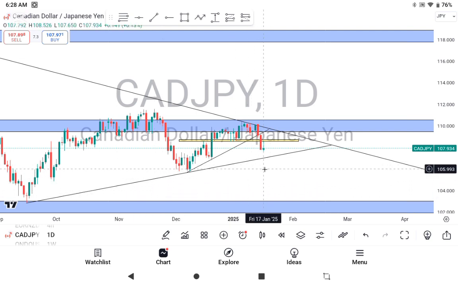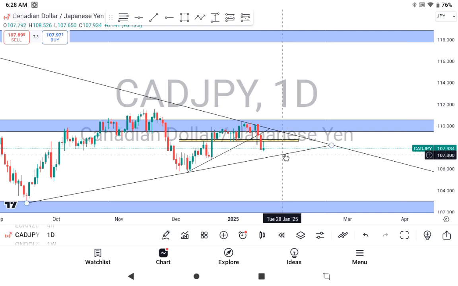all we need to wait for is what? Is to see a clear breakout of the daily candle right here, to push CAD JPY to the downside.